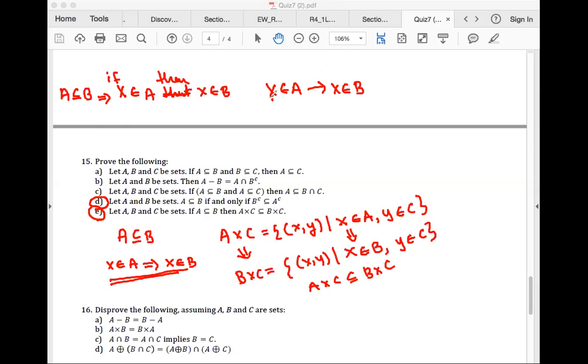Okay, so think of these as propositions, P and Q. What I know about propositions is that I can do the contrapositive. So the contrapositive of this is not Q, then not P. The negation of Q is that X is not in B, and that's going to imply X is not in A.